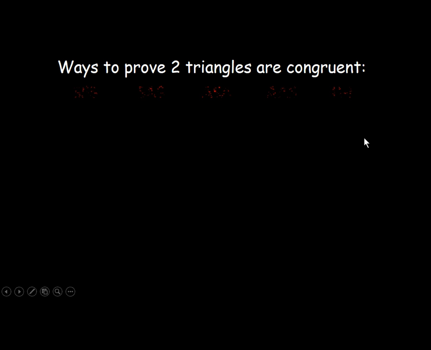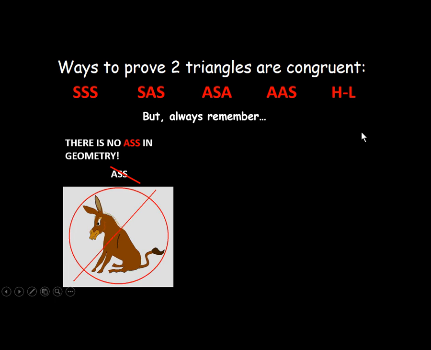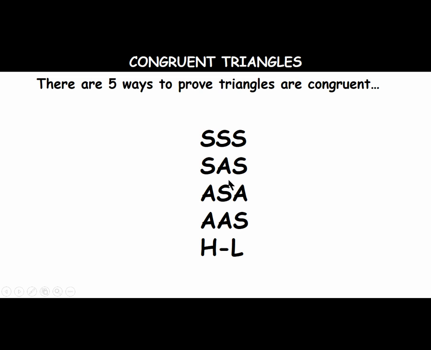Now, before we do that, something that people start talking about is we have these 5 ways to prove triangles are congruent. And immediately, some people start giggling. What about angle, side, side? There is no ASS in geometry. If you spell ASS, it is incorrect. It is not a rule in geometry. And the same thing, there's no such thing as SSA. If you spell ASS or SSA, it's wrong. Not because some people would tell you it's a bad word, but because mathematically it does not work. So instead, we're looking at these 5 ways to prove triangles are congruent.